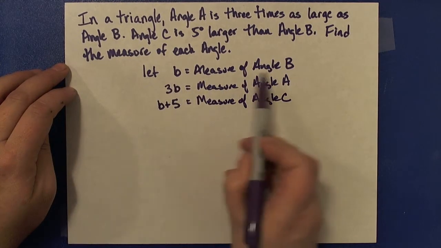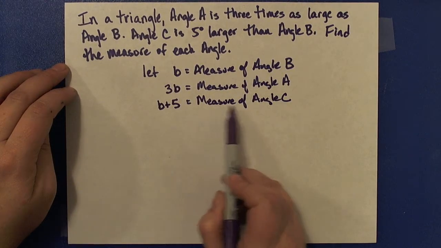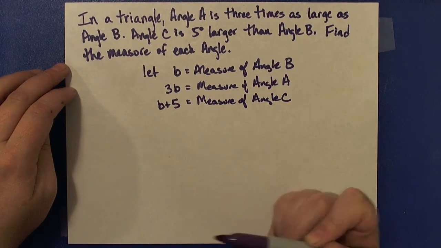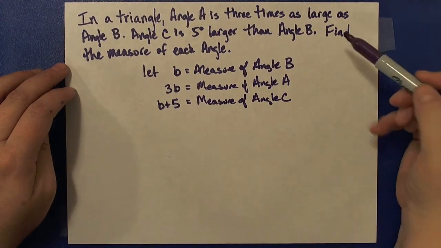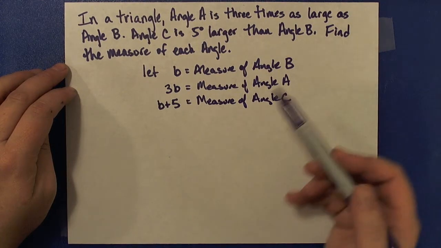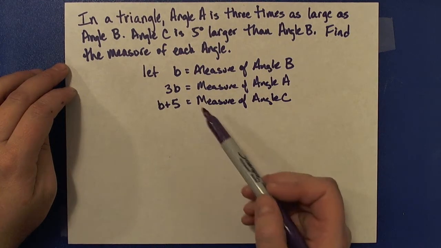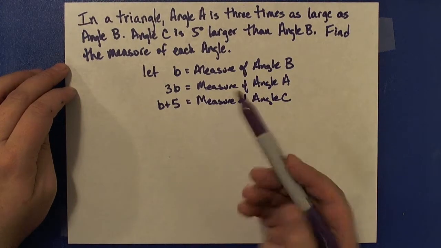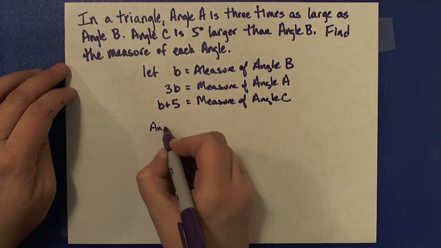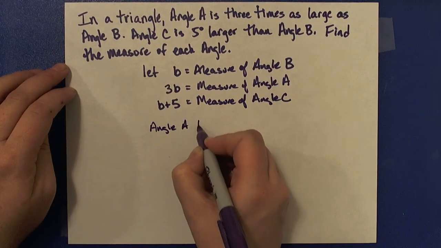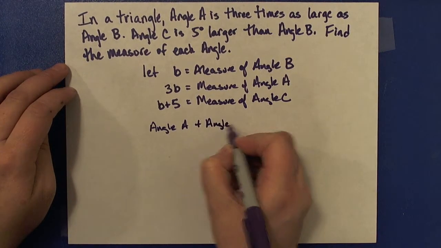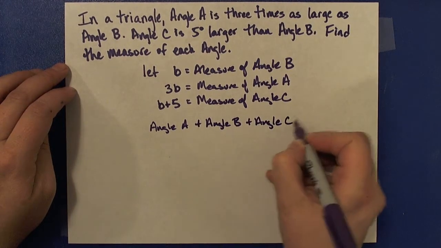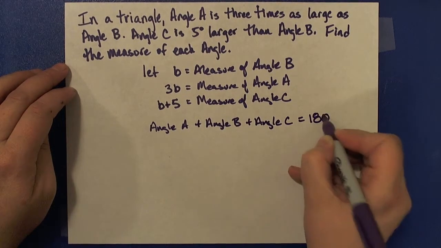So I now have defined my variables, and I've written my other unknown angles in terms of that same variable. Now I'm ready to write an equation. I know it's a triangle, so I know a relationship between the angles in the triangle. And that relationship is they always add up to 180 degrees. So if I took angle A plus angle B plus angle C, I should get 180 degrees.